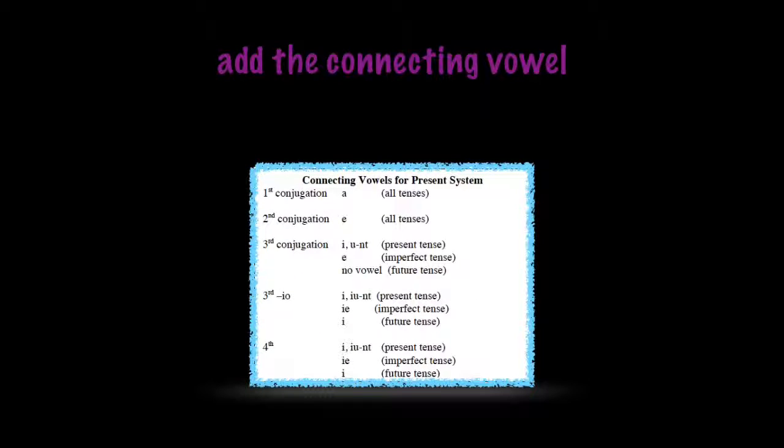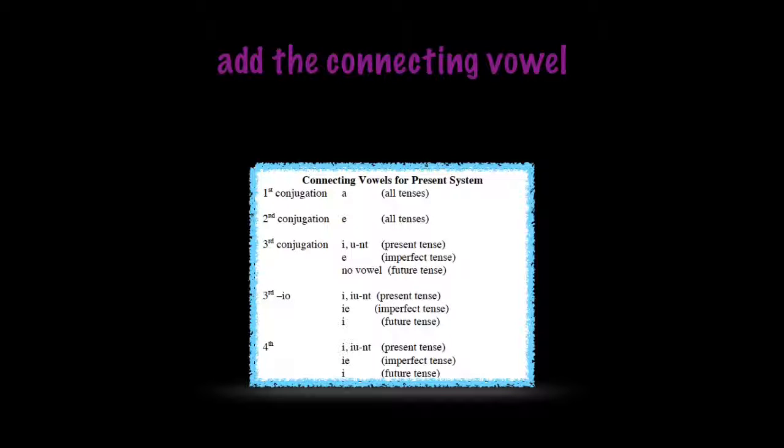Now that you have your blue chart, I want you to focus on the bottom right corner at the box labeled Connecting Vowels for Present System. Notice how they are organized by verb conjugation and tense. But what is a verb conjugation? A conjugation is just a fancy name for a group of verbs.